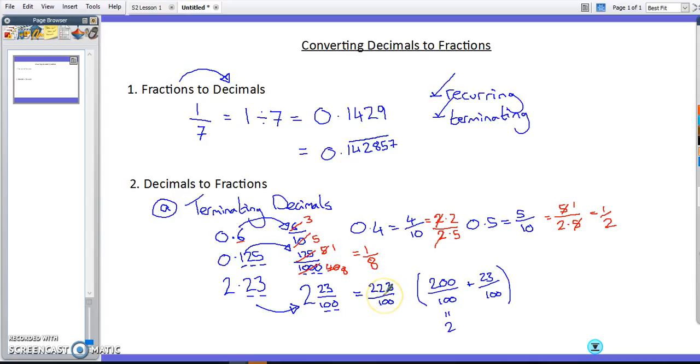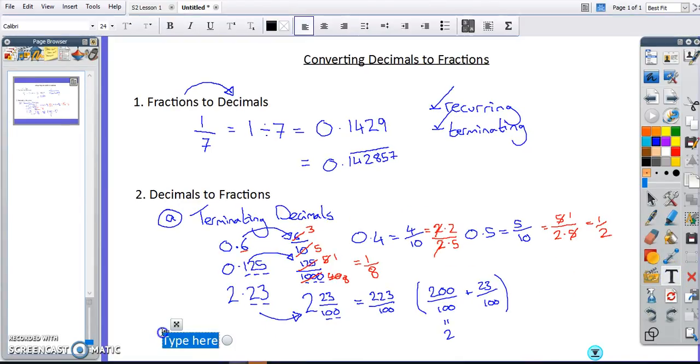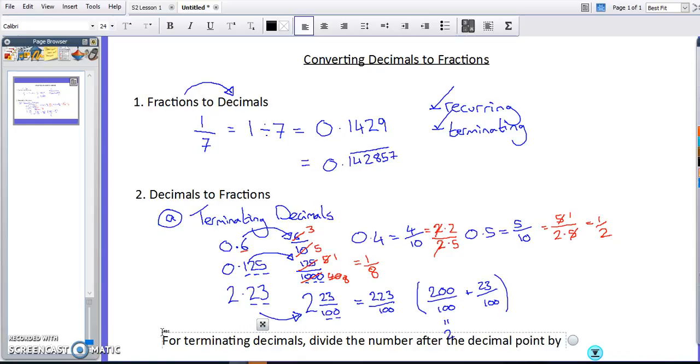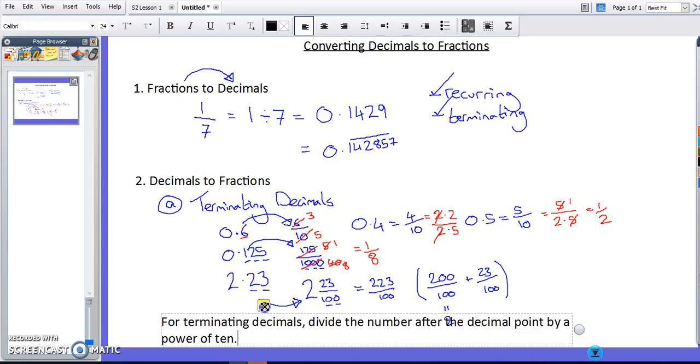So for terminating decimals, divide the number after the decimal point by an appropriate power of 10. A power of 10. 10, 100, 1,000, depending on the number of places after the decimal point.